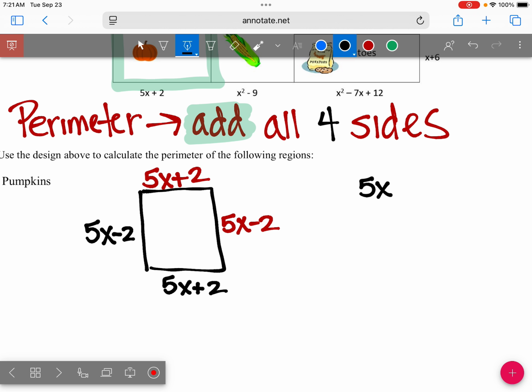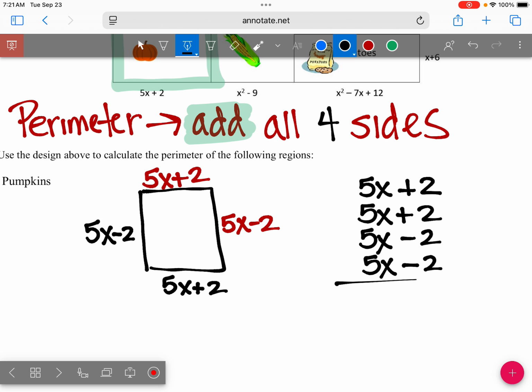So I'm going to just line them up. So I have 5x plus 2 twice, 5x minus 2 twice. All my like terms are lined up, and we just add them. And that will tell us the perimeter. Keyword is perimeter. Tomorrow we're going to talk about area. But for perimeter, it's addition. So go ahead and see what you will get.